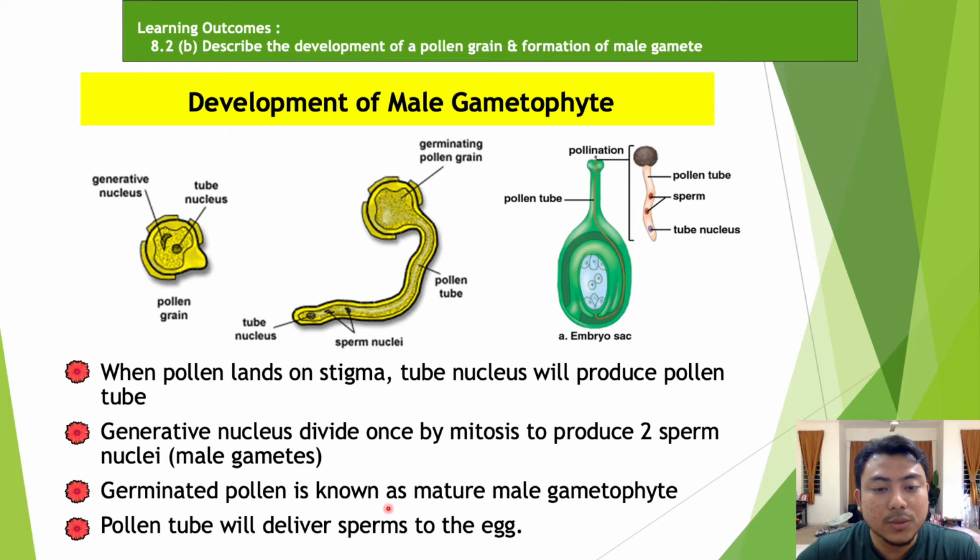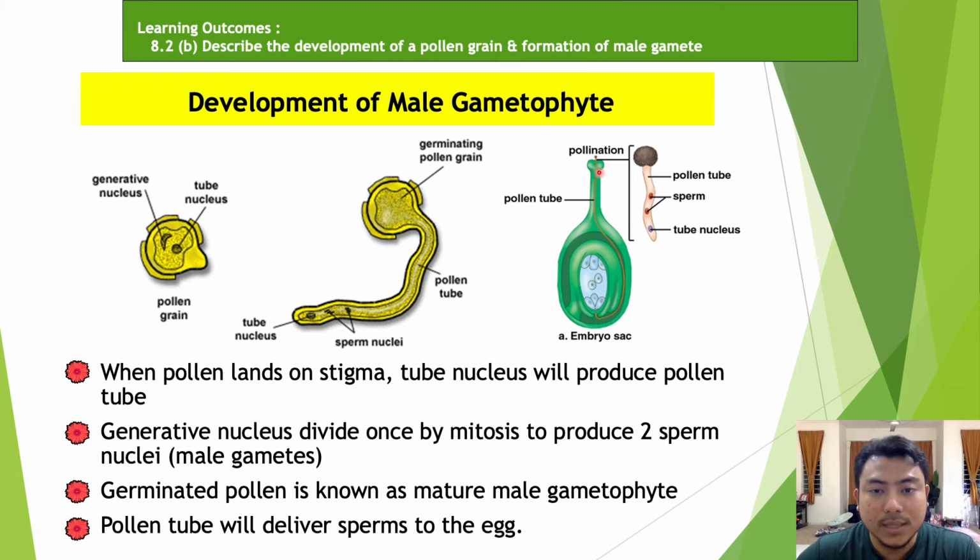Germinated pollen grain is now known as a mature male gametophyte. Pollen tube will deliver sperms to the egg. So what is pollen tube? It is this structure that keeps on developing, that will keep on growing until it reaches the embryo sac.